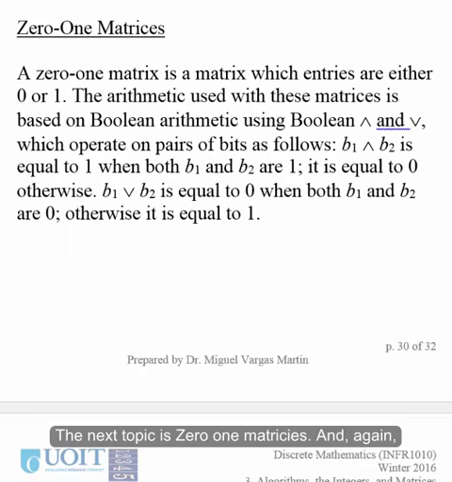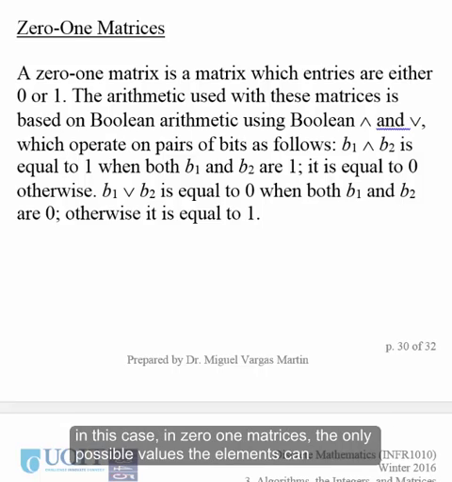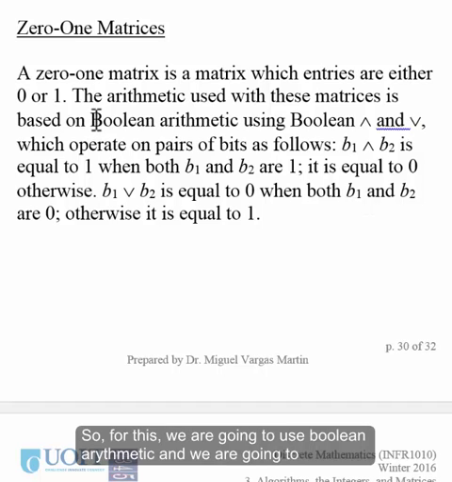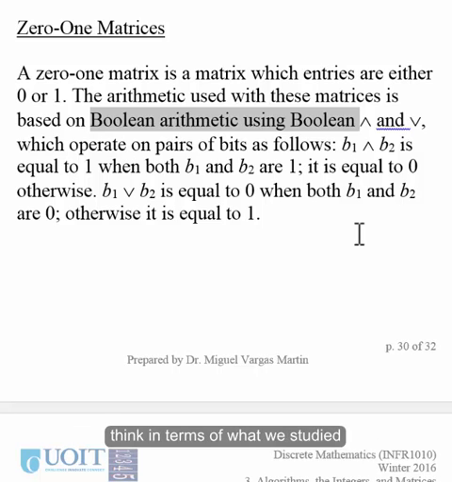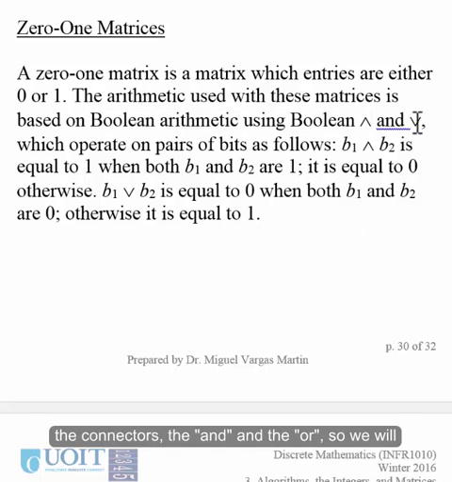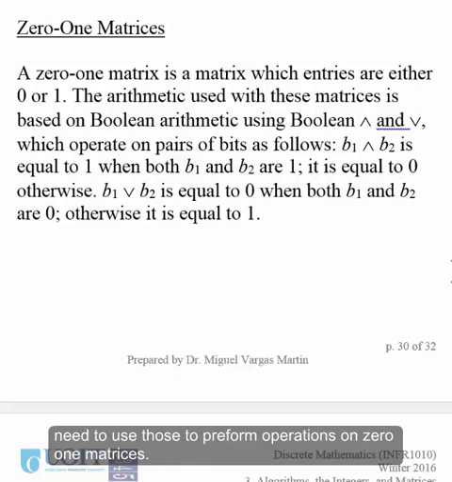The next topic is 0-1 matrices. The previous definitions were talking about real numbers that you can have in the matrices. In this case, for 0-1 matrices, the only possible values that the elements can take are either 0 or 1. For this, we're going to use Boolean arithmetic, and we're going to think in terms of what we studied during the logic section of the course at the very beginning, when we had the connectors, the and and the or. We'll need to use those to perform operations on 0-1 matrices.